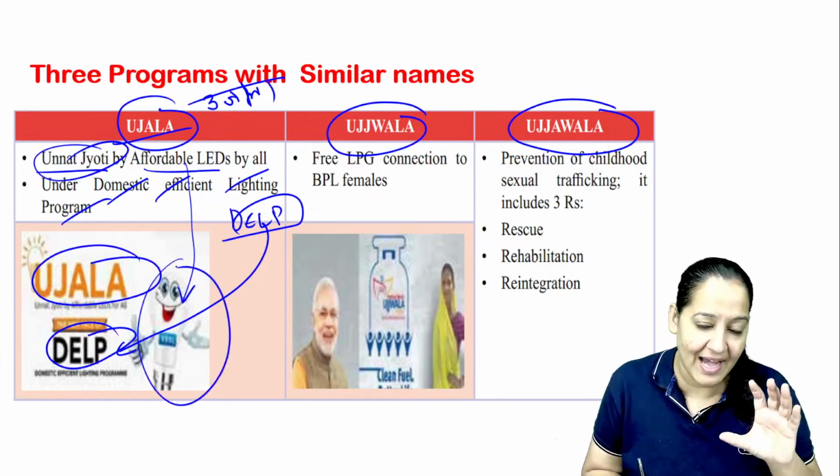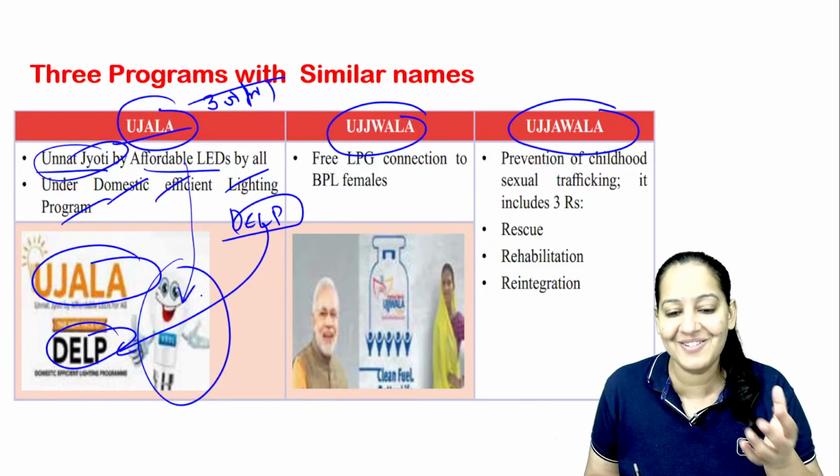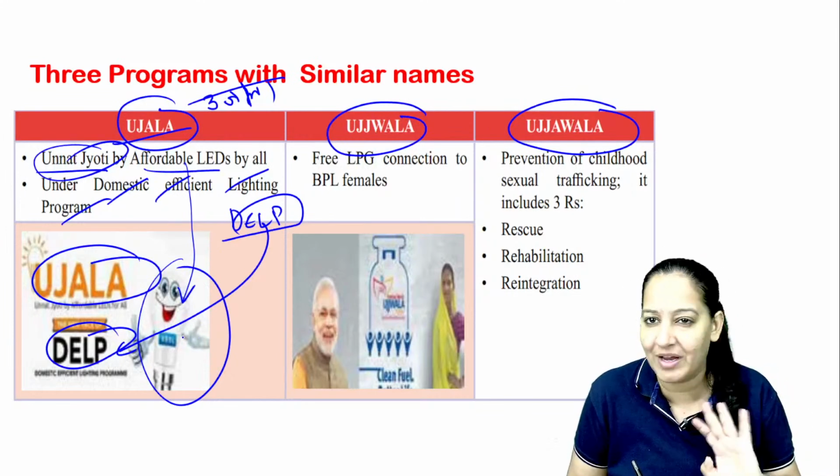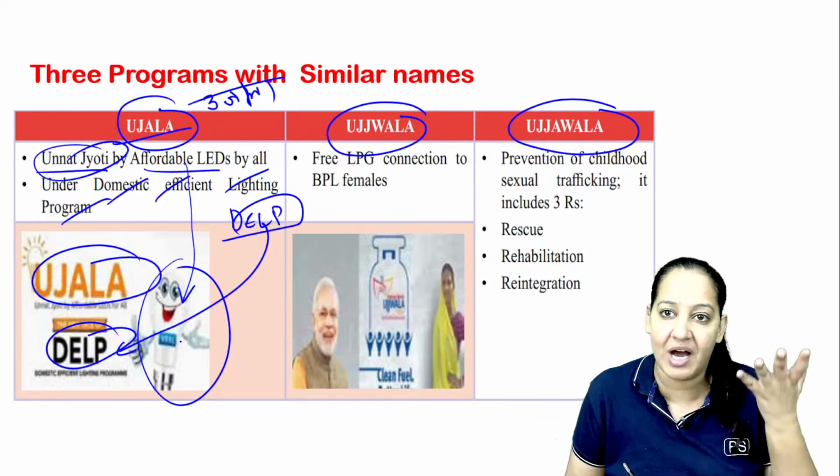Affordable LED. See, the LED is smiling. It is affordable LED. So that is the diagram, that is the logo, you can see. You can understand Ujjala. There is no confusion in Ujjala. Everyone knows that in Hindi Ujjala means light.